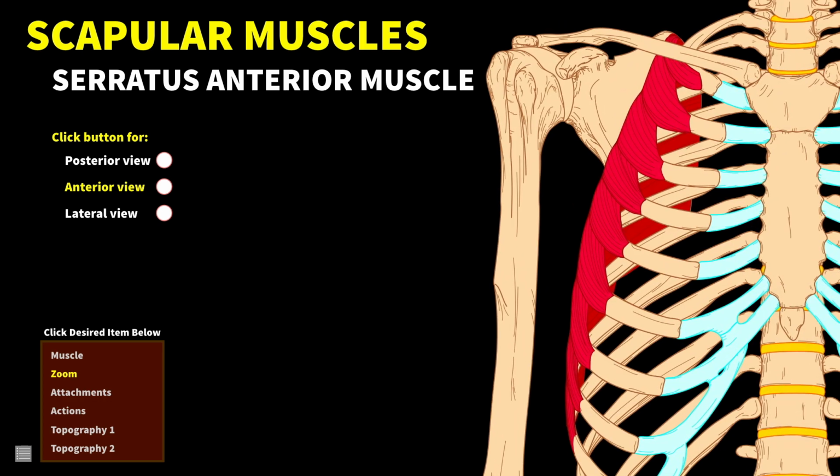From this anterior view, can you describe the muscle's attachments to the skeleton? Give it a try. Let's check the attachments and see how you did.